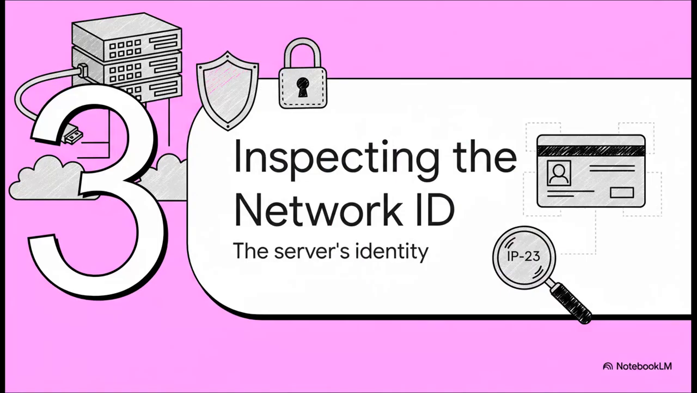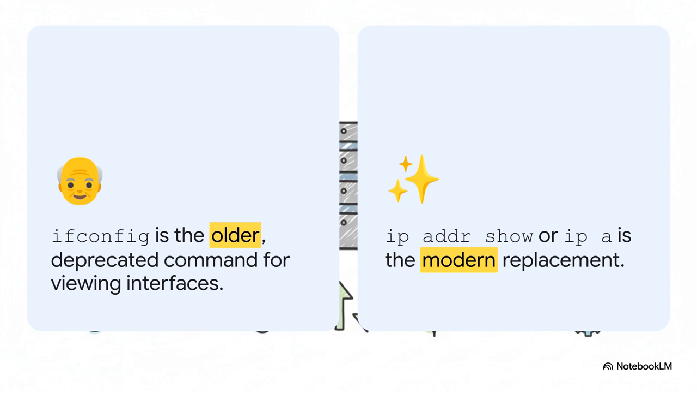Okay, so what if ping fails? Where do you go from there? Well, the first suspect is often the server itself. Does it even have a network identity? It's time to check its digital ID card. Now, this is a perfect example of how Linux tools evolve over time. For years, ifconfig was the command everyone used, but it's now considered old school or deprecated. The modern, much more powerful replacement is ip. So just typing ip a is the current and correct way to see all your network interfaces and their IP addresses.